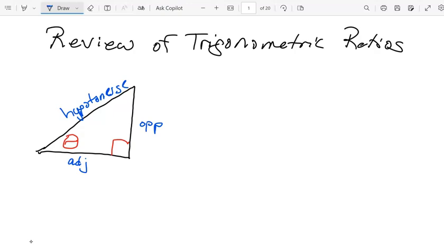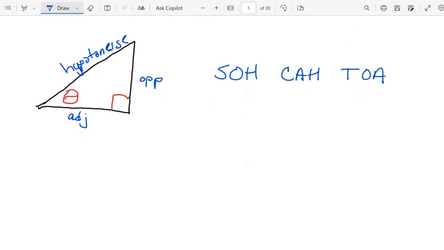And there is a mnemonic that helps you remember what the ratios are, and that mnemonic is SOH, CAH, TOA. So remember it in groups of 3 letters. And what that means is that the sine of angle theta is equal to the ratio of its opposite side length over the hypotenuse.